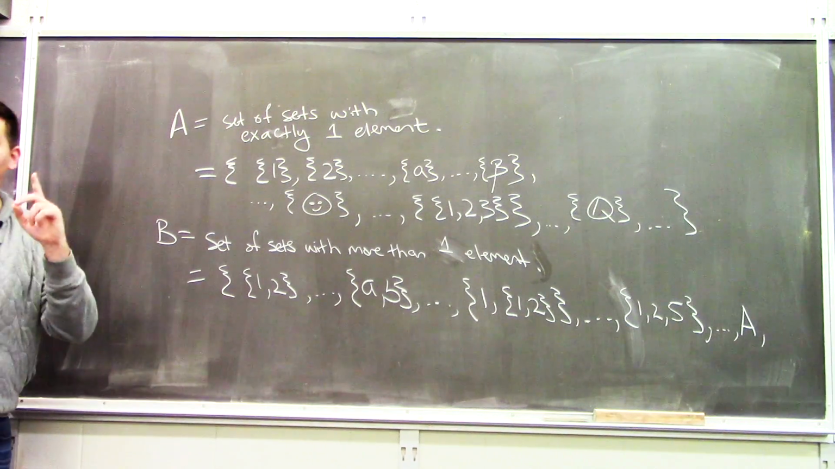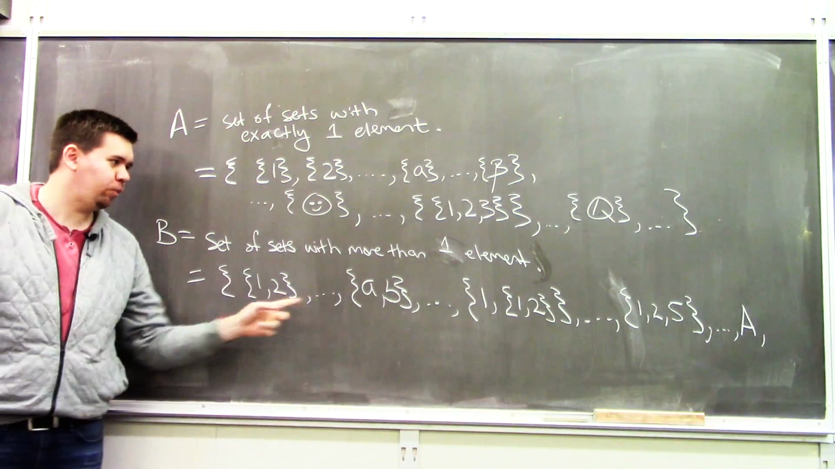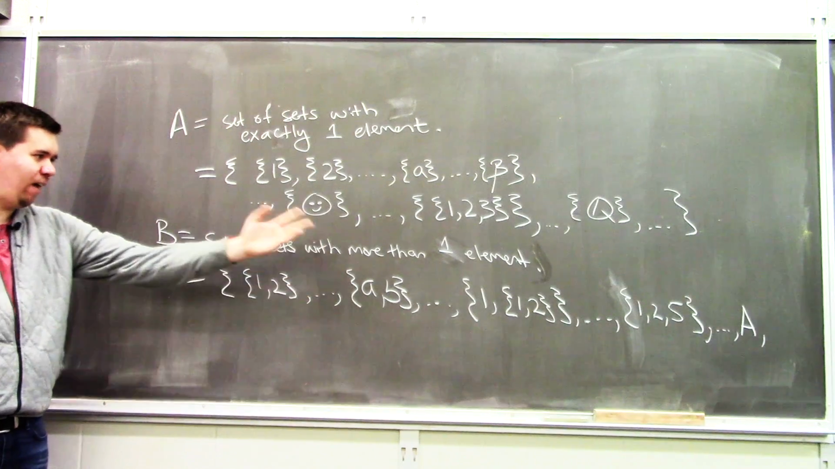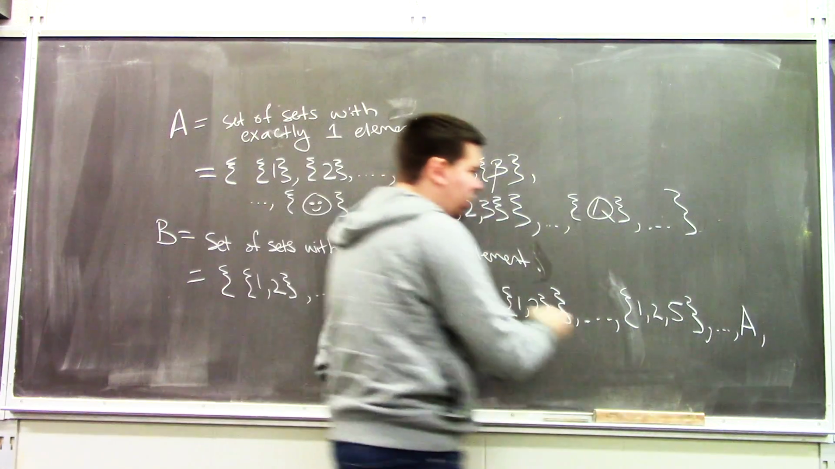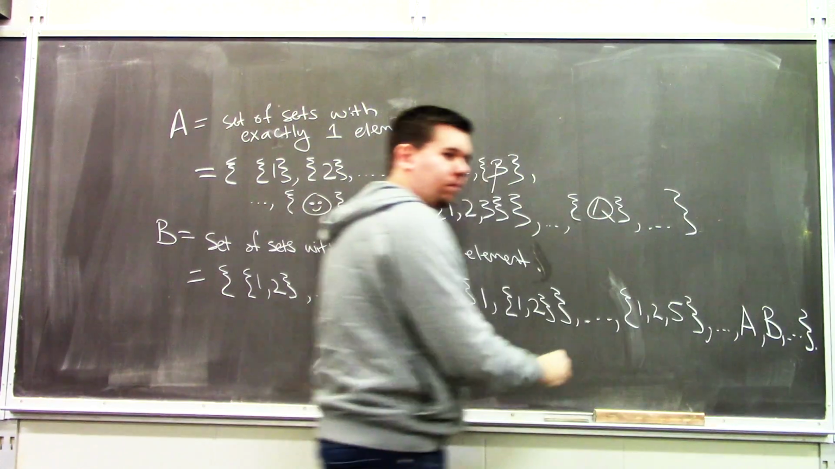But what else has more than one element? B has more than one. I've shown you it has, we don't know all of the elements, but it has at least more than one. I've listed like 5 right there. So B is going to be in here, and a bunch of stuff also.